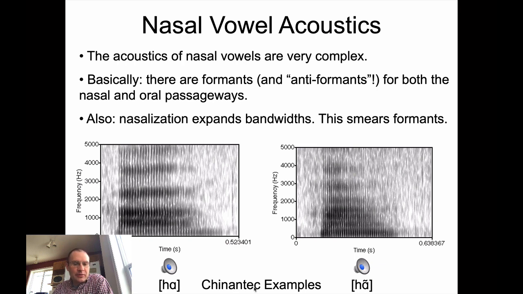So these are examples from a language spoken in southern Mexico called Chinantec. That's a non-nasal vowel, or an oral vowel. And that's a nasalized vowel. And you can see it's hard. It looks like there's a bunch of formants, which is what you get when you have two different resonating tubes. And they're all not as intense, and they're all kind of smeared as well.